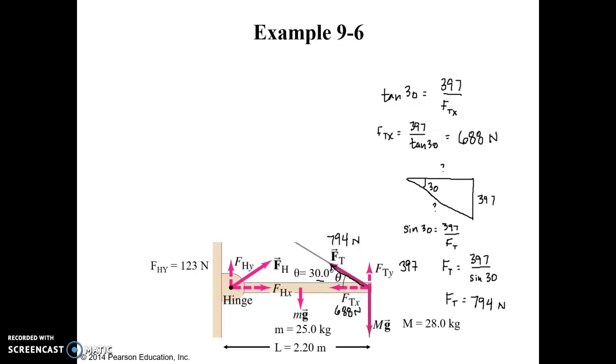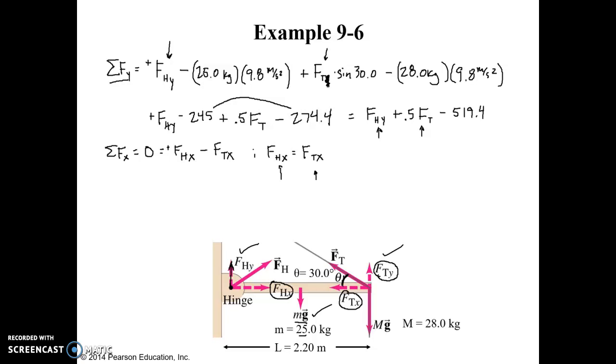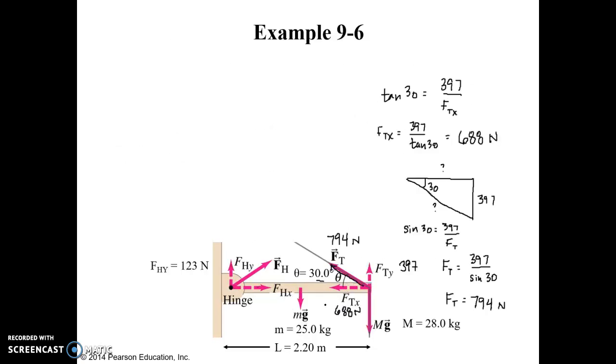Now if I go back to the previous slide, when I first started off, I had come up with, here we go, a couple things, including this: that the horizontal force in the hinge is equal to the horizontal force in the cable. So that just means, going forward here, that the horizontal force in the hinge, FHX, is also 688 newtons. It's just that it's going to the right while the tension force is going to the left, and those two things will cancel each other out.